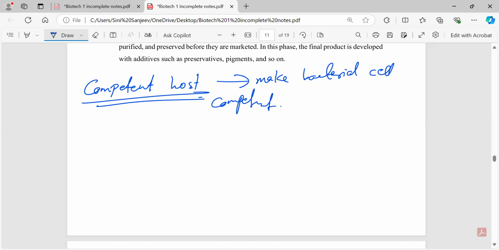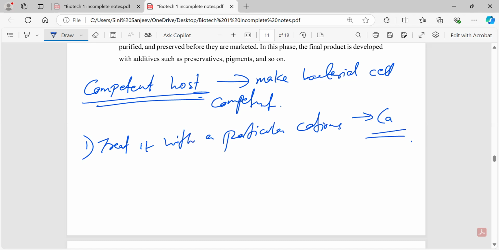You have to make your bacterial cells take up the particular DNA which you want to insert. For doing this, there are several methods which you can follow. The first method which you can use is to treat them with particular cations. Particular cations means calcium is being used over here. If you treat your bacterial cell with calcium, it will automatically increase the efficiency to take up the DNA into that bacterial cell.